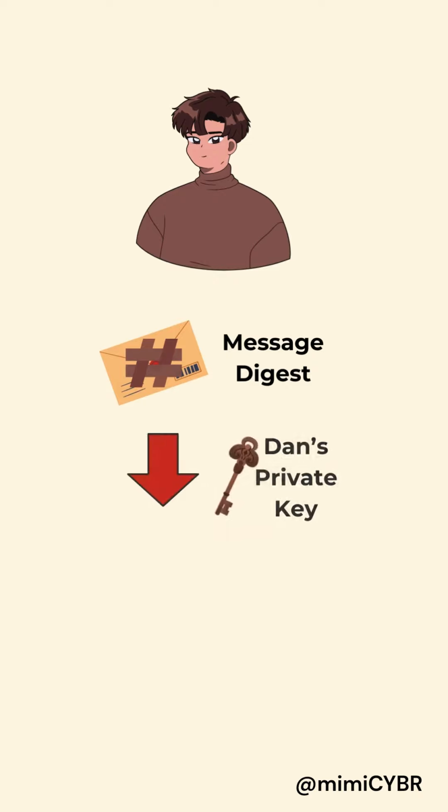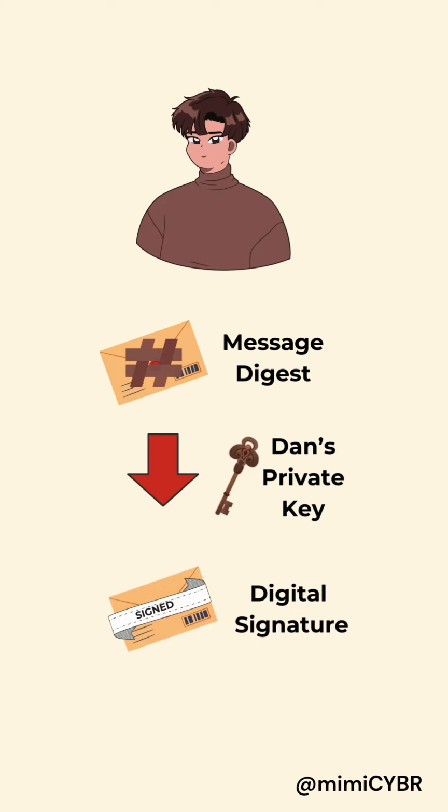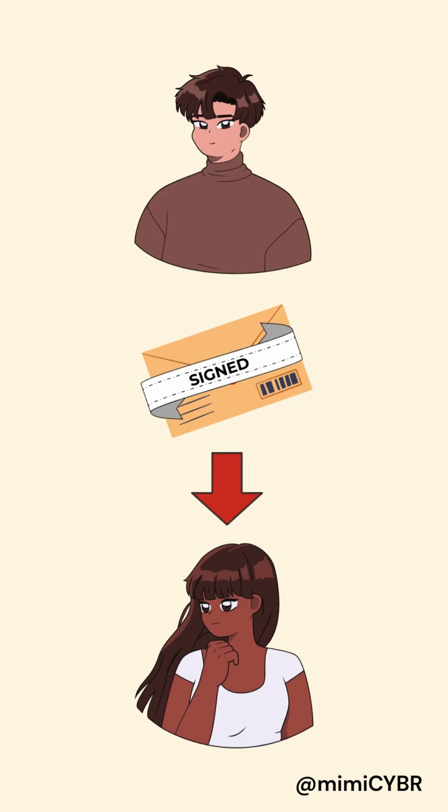Now, Dan uses his private key to encrypt the message digest that was created, and this outputs his signed message, which is the digital signature. Now, Dan's letter with his digital signature is ready to be shipped and sent to Sarah.